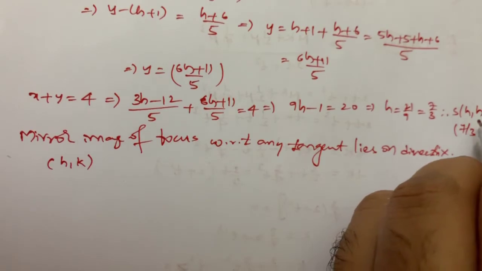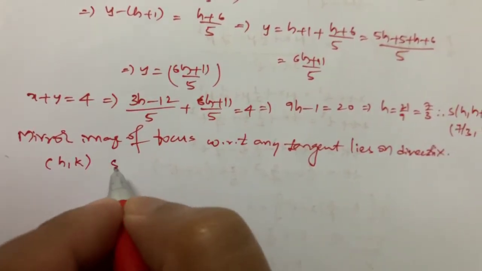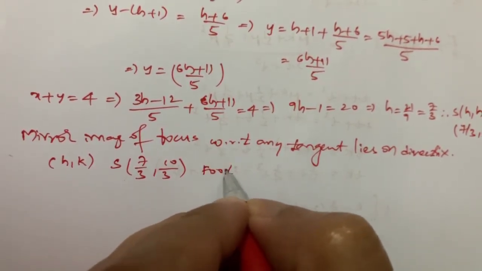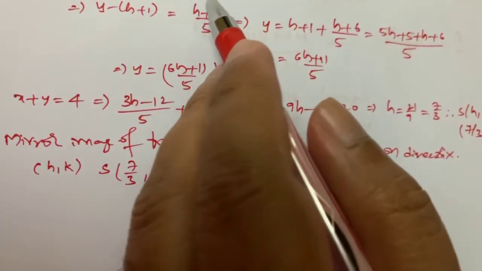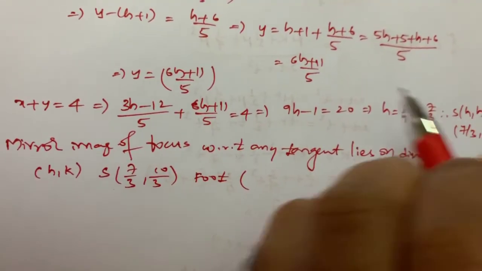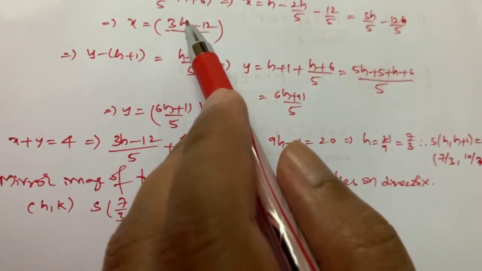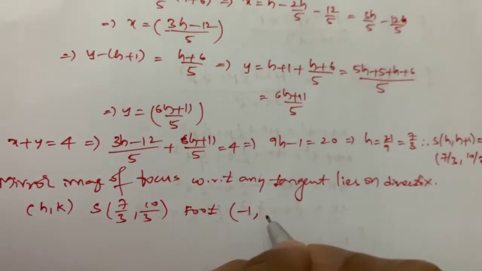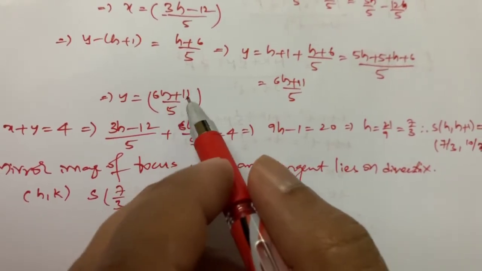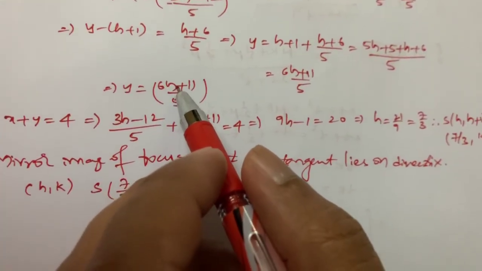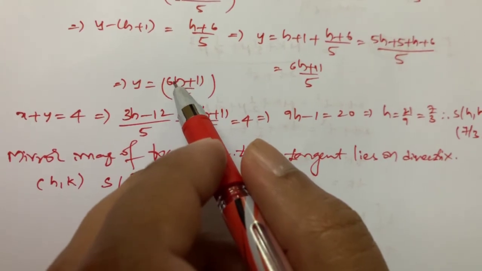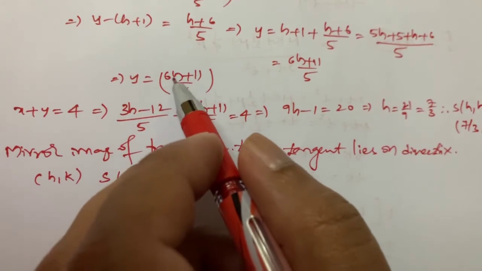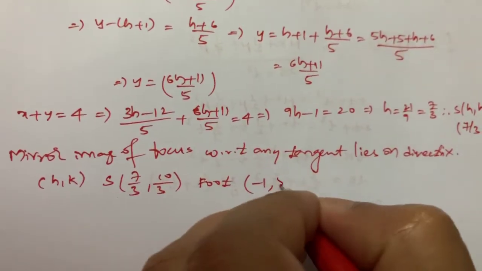Now we have h from previous, no? So the focus is 7/3, 10/3. The foot of the perpendicular we can also calculate. So the foot is (3h minus 12)/5. So h is 7/3. So if I put it here, 3 times 7/3 is 7, minus 12/5, so it is minus 1. And the y coordinate will be (6h plus 11)/5. So 6 times 7/3 is 14, plus 11, 25/5. So 5.